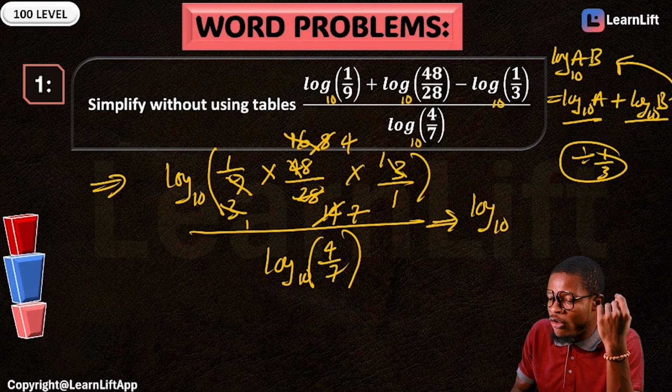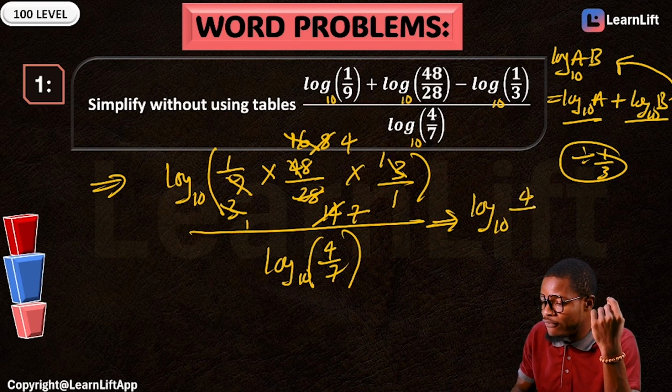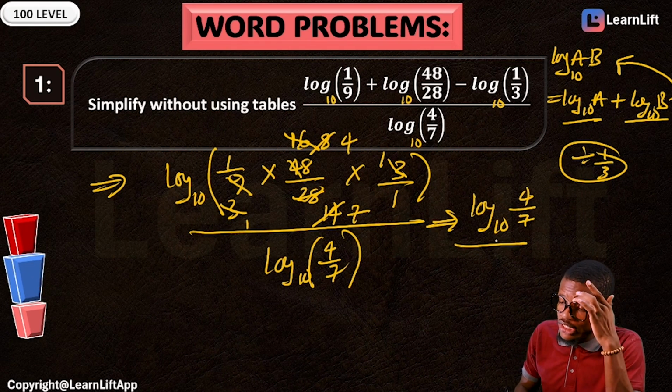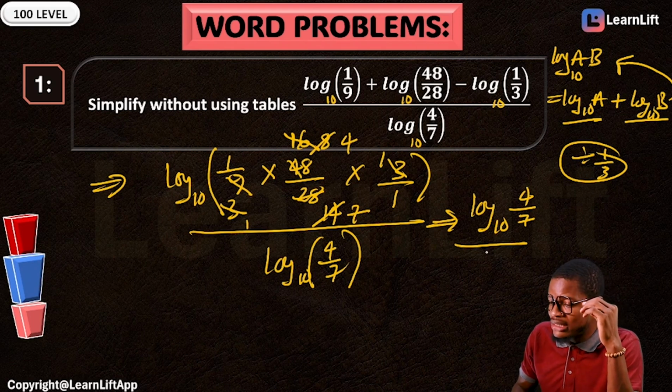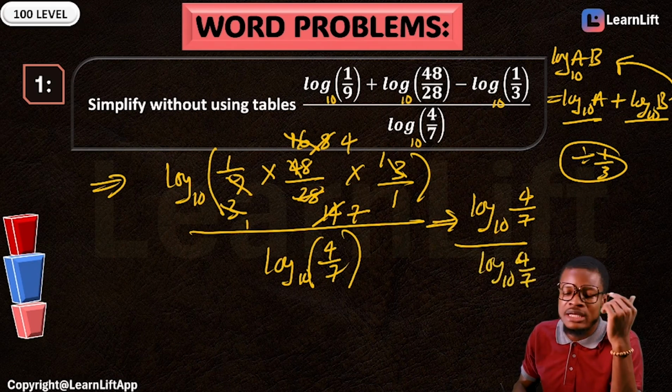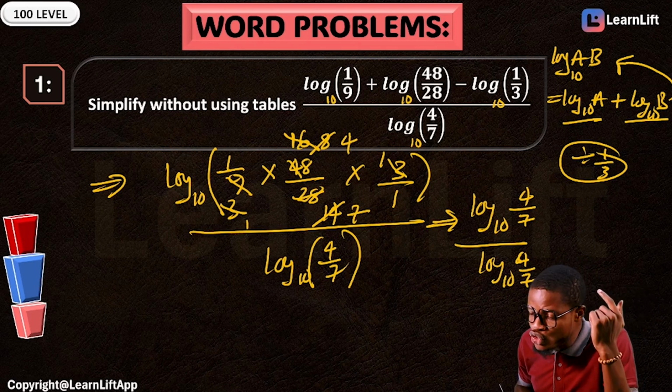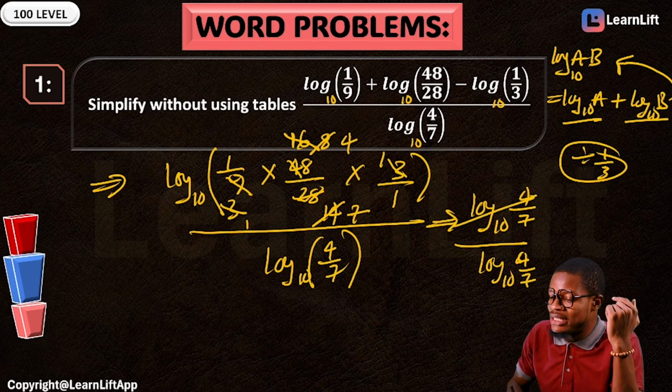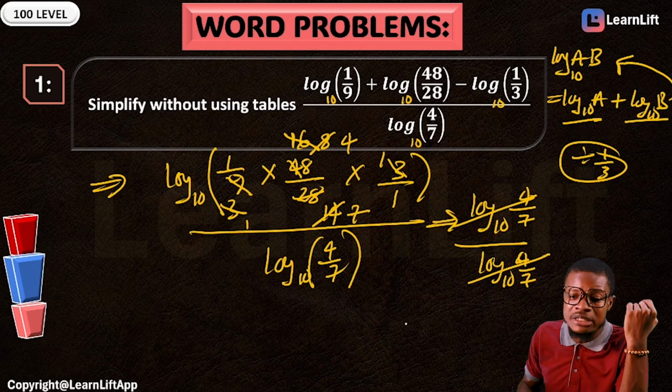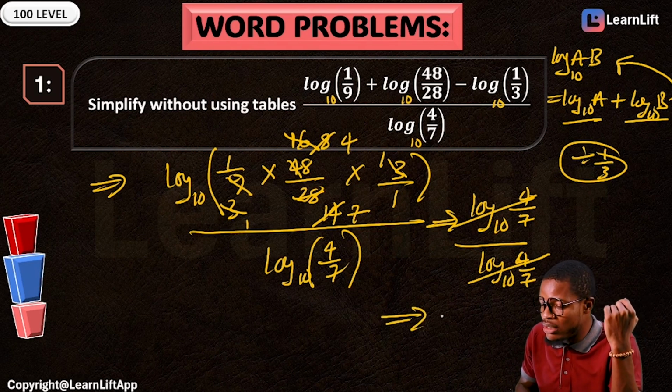So now check out the numerator, what do we have there? Log base 10 of 4 over 7. For the denominator, everything is staying intact: log base 10 of 4 over 7. Is it true that log base 10 of 4 over 7 can cancel log base 10 of 4 over 7? Yes. If they cancel, what is the final answer going to give me?